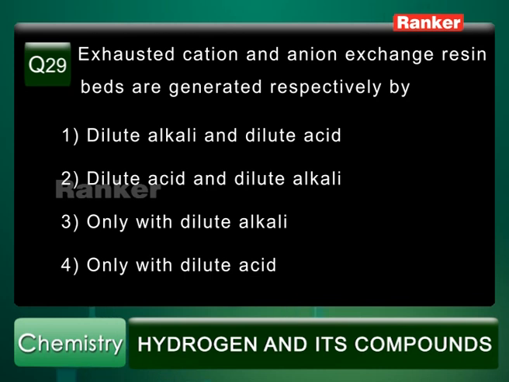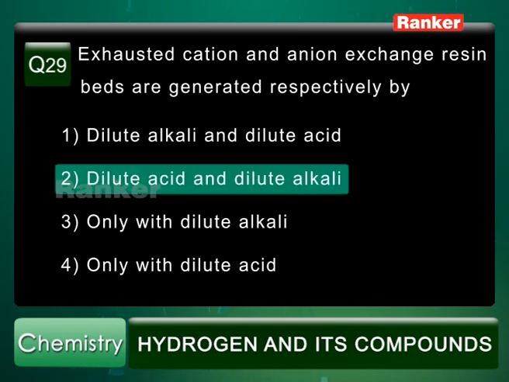So therefore, the correct answer is second option. Question number 29. Exhausted cation and anion exchange resin beds are regenerated respectively by: first option, dilute alkali and dilute acid; second option, dilute acid and dilute alkali; third option, only with dilute alkali; fourth option, only with dilute acid. The correct answer is second option, dilute acid and dilute alkali.